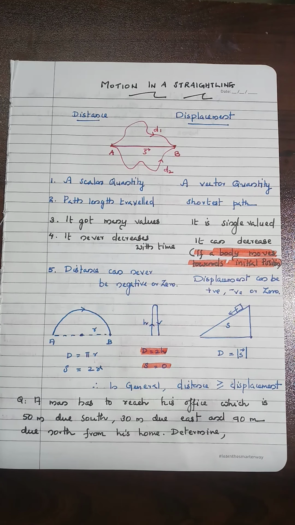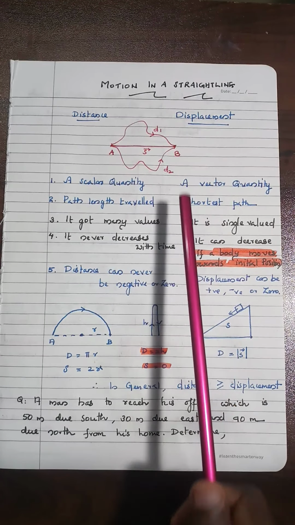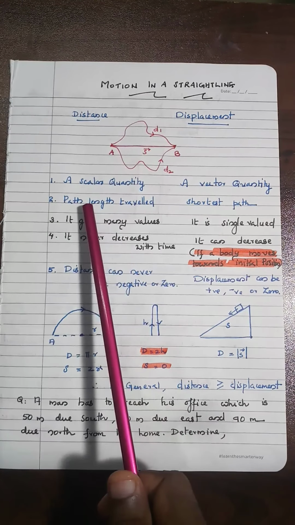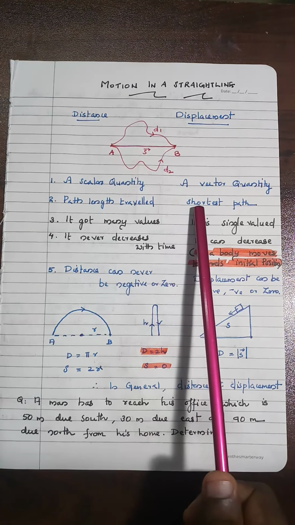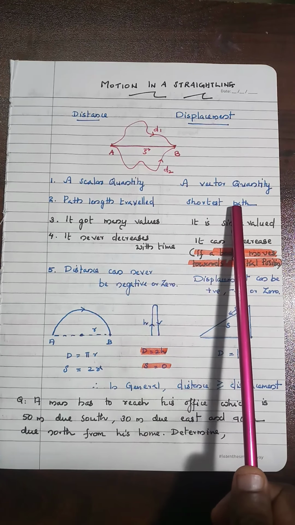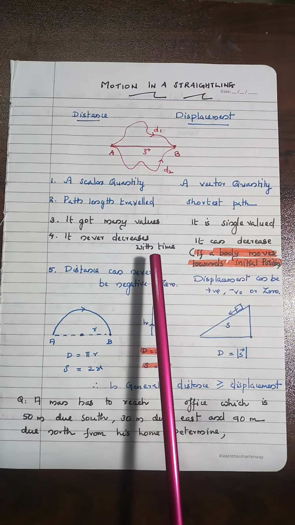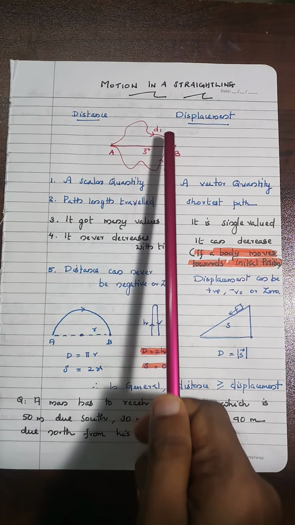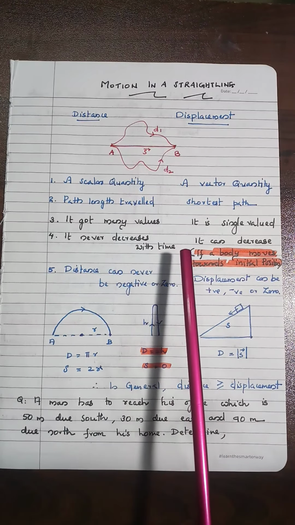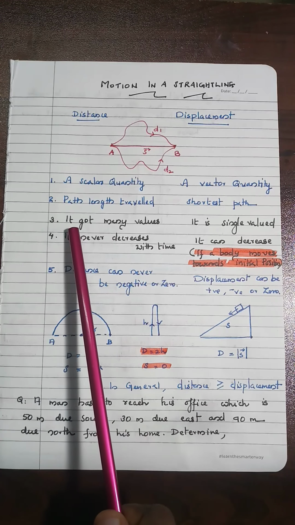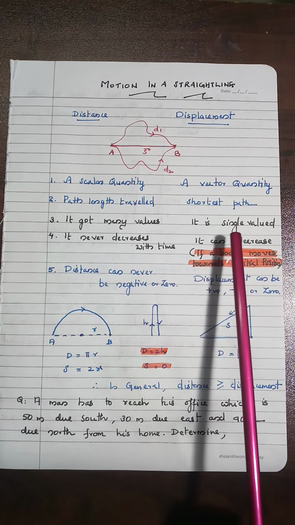At first we can just compare the two terms, distance and displacement. The distance is nothing but the total path length travelled, but displacement is the shortest possible distance between the starting point and the end point. Here d1 and d2 are the distances and s can be treated as the displacement. Keep in mind that distance can take many values, but the displacement is a single value.